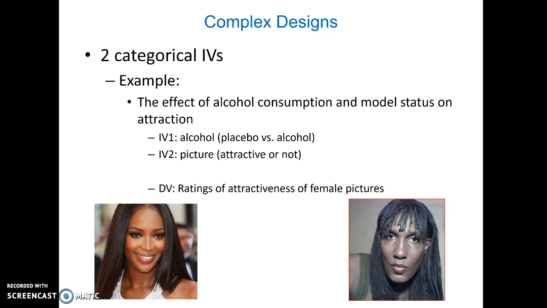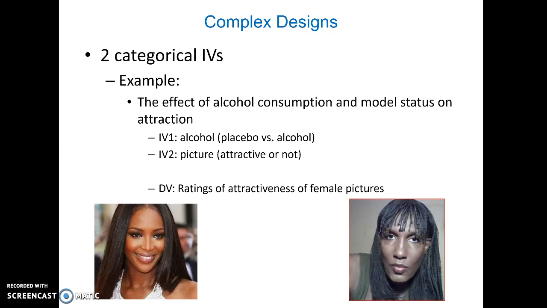And then let's say for the dependent variable, they're going to see these pictures and they're going to rate them on attractiveness on a scale of 1 to 5, 1 being not at all attractive and 5 being extremely attractive or something like that. All right, so what we have here is two independent variables: drinking or not, and what picture you see, the attractive or not. And then the dependent variable is going to be the ratings of the pictures.